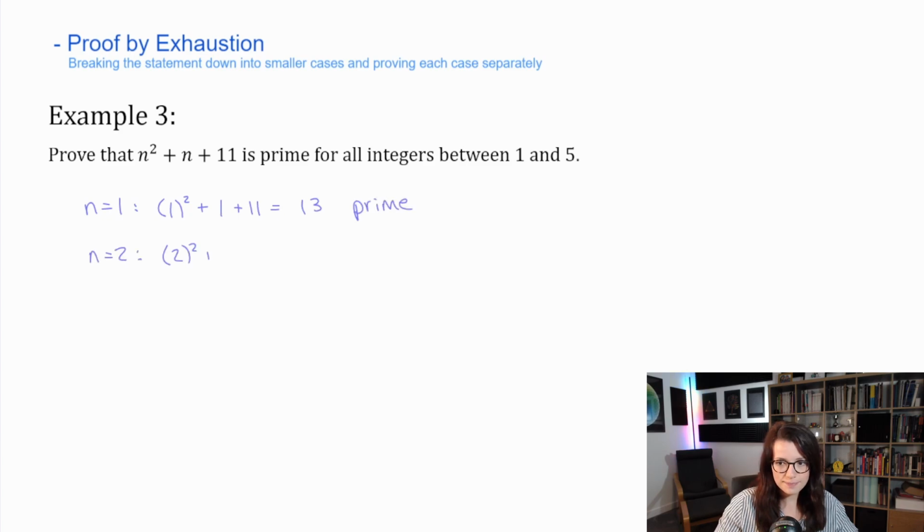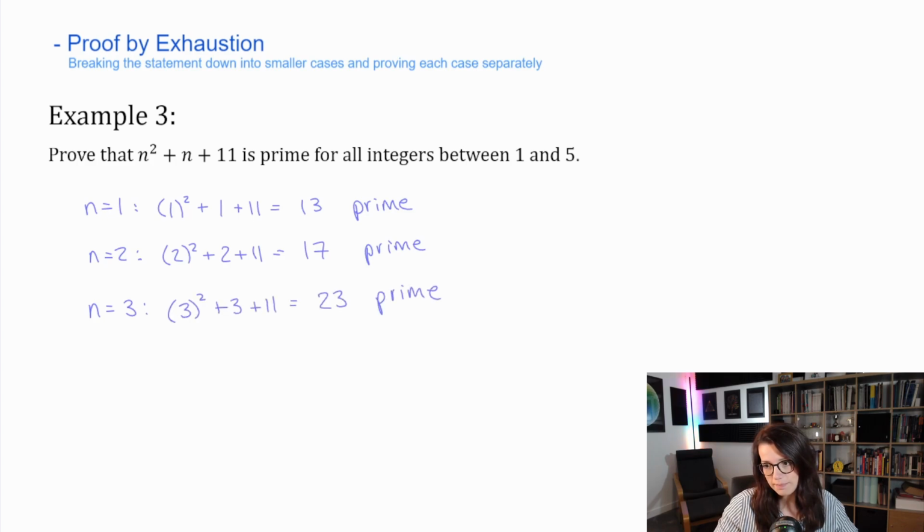If we sub 2 in, we get 17, which is also prime. N equals 3, same thing again, but using 3 instead. That gives 23, which is prime. N equals 4, 31, also prime.